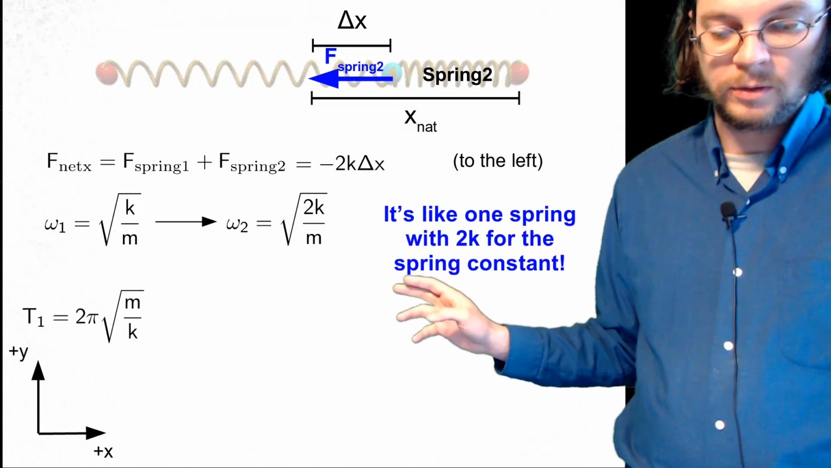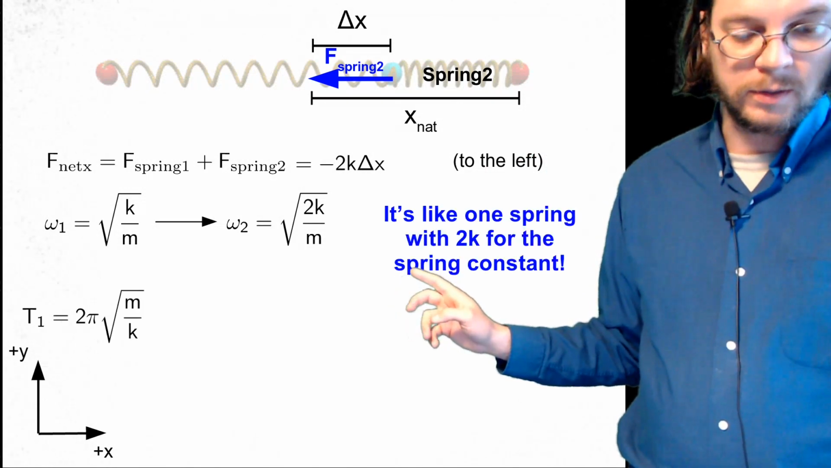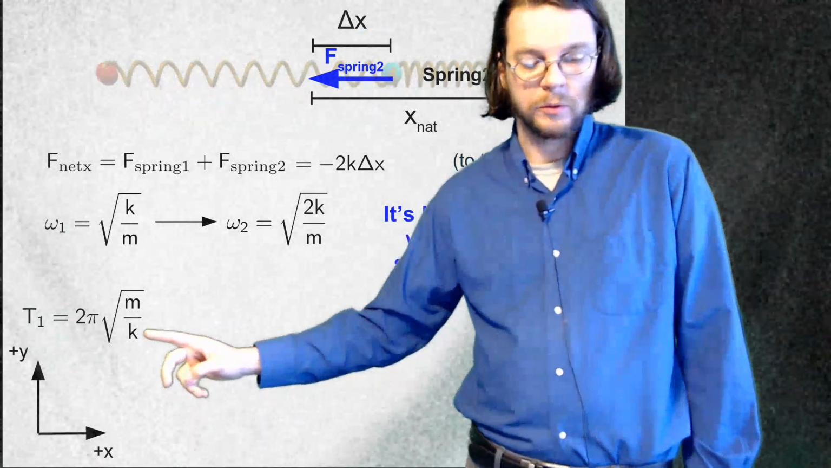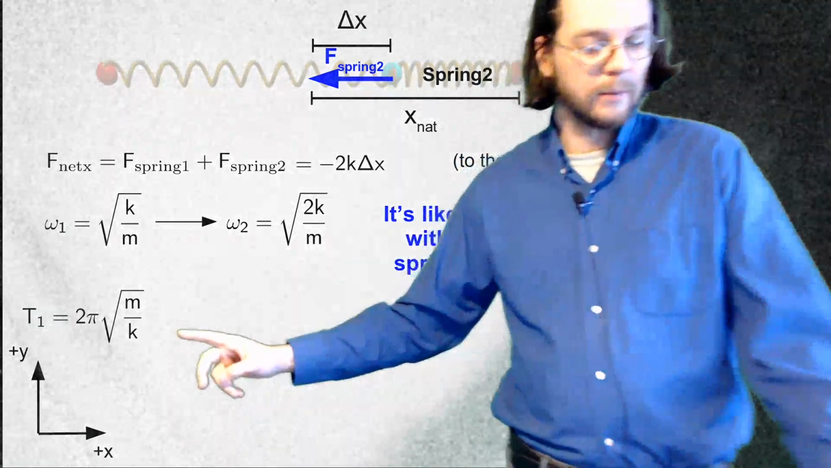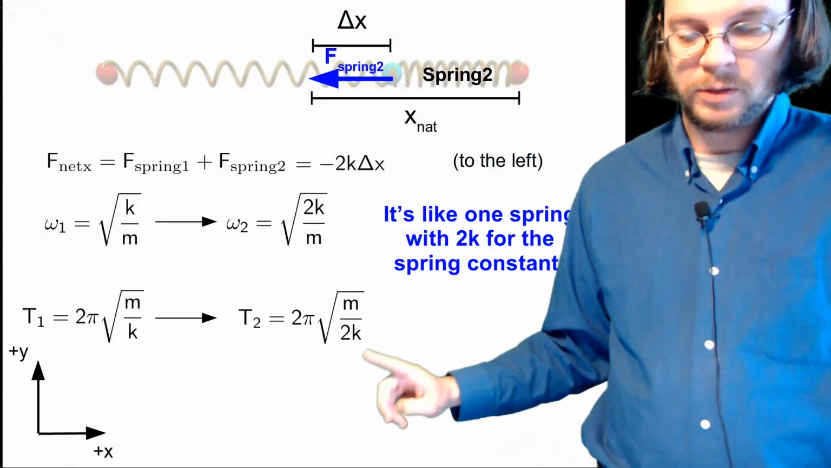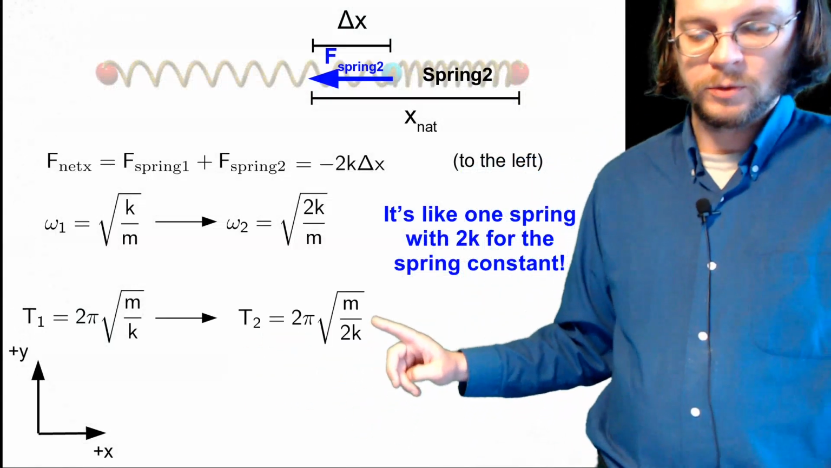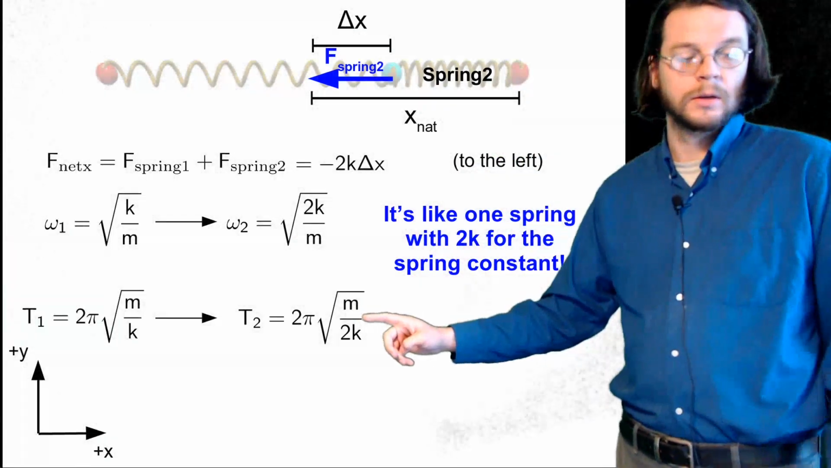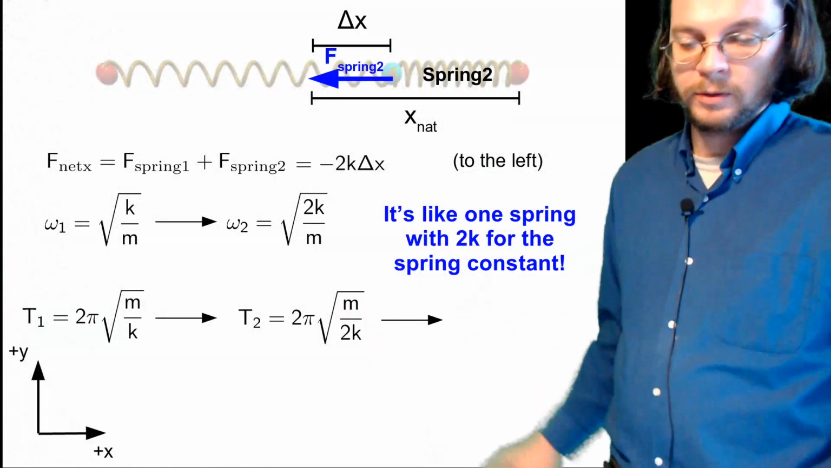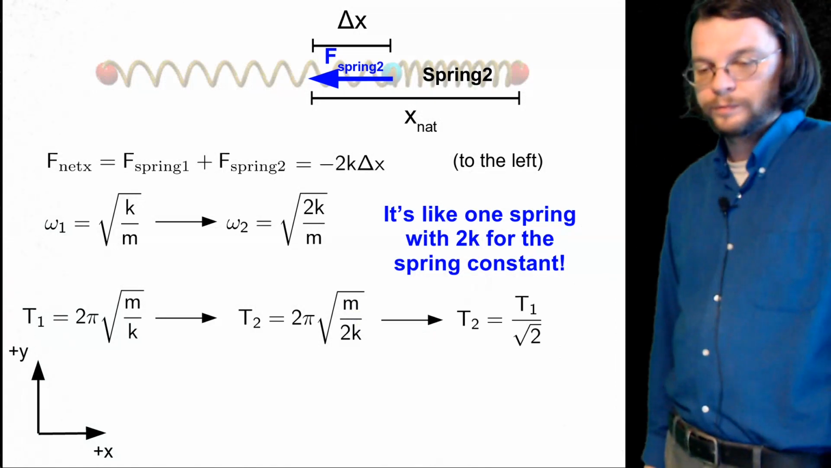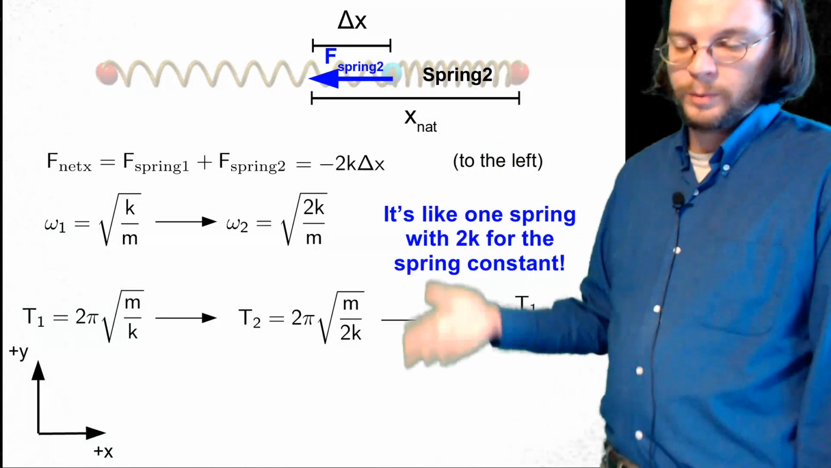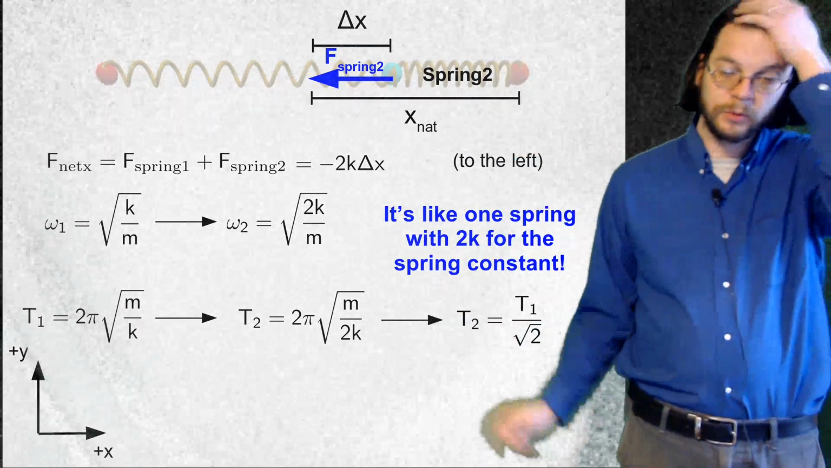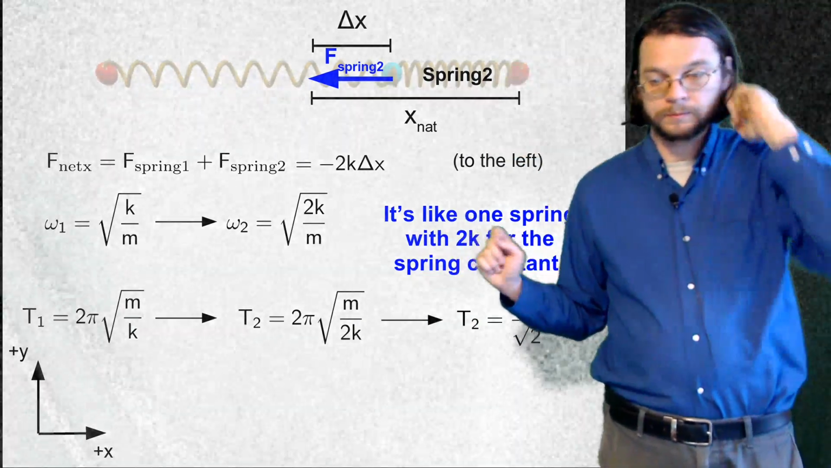Now the period is this, right? So if it was one spring, it would be like this. But if it's two springs, well, then that's twice the k constant, which means that this period now that there's two springs is going to be T1 divided by the square root of 2. Which is why the options I gave you on the multiple choice, none of them would quite work, because we had to think about this carefully. Okay?